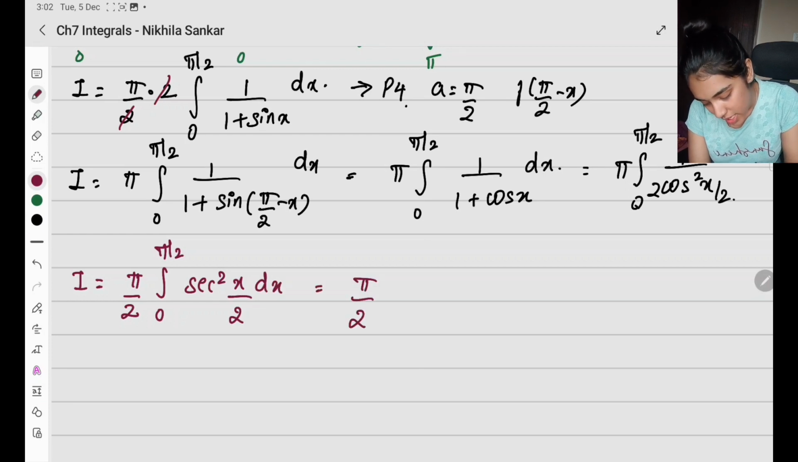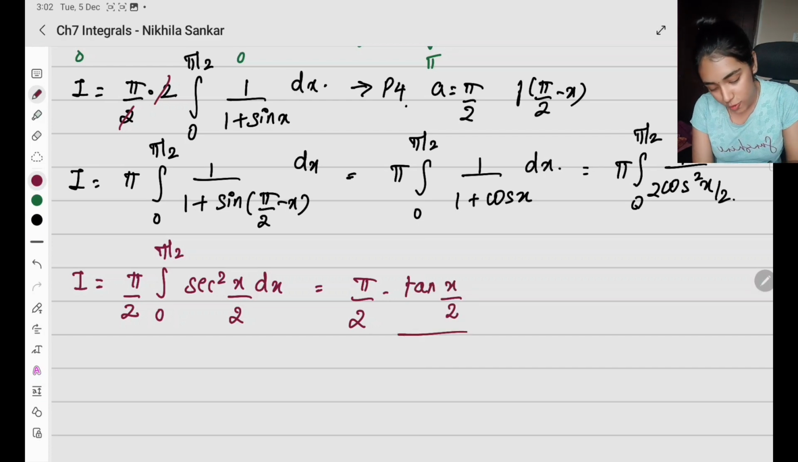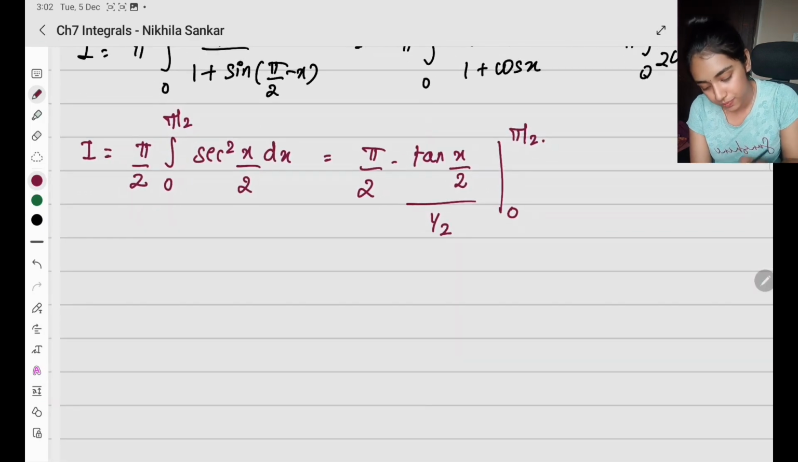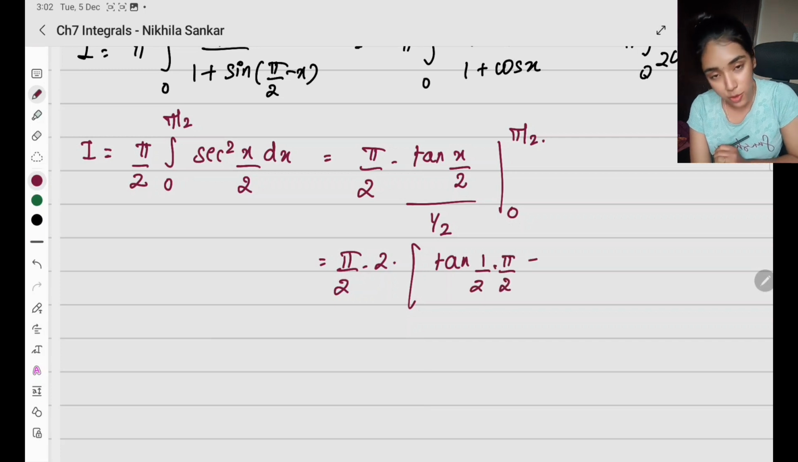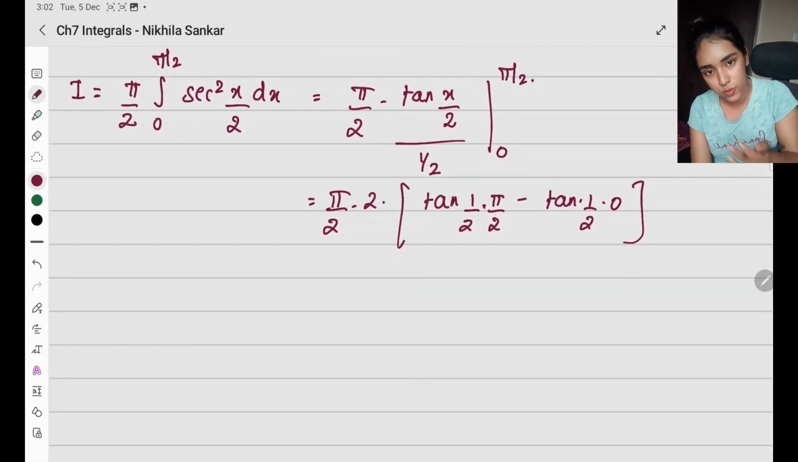So this is going to be pi by 2 times secant square x by 2, whose integration is going to be tan x by 2, but the coefficient of x is going to be 1 by 2, from 0 to pi divided by 2. So I have pi by 2 times, the denominator 1 by 2 becomes 2 by 1. So 2 times, now open bracket, tan of 1 by 2 times pi by 2, substituting the value for x upper limit, minus tan of 1 by 2 times x, which is 0. x divided by 2 is 1 by 2 times x. So here I can cancel the 2 and the 2.